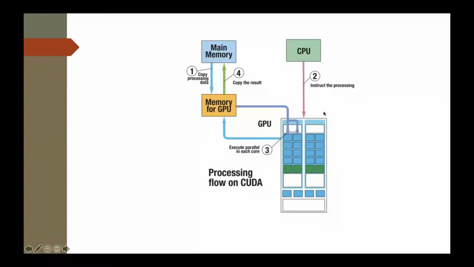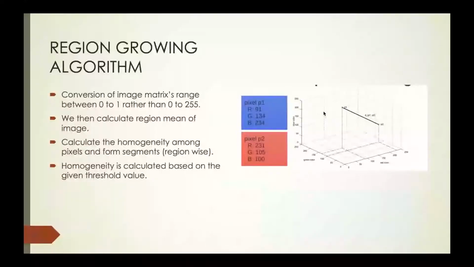Now we will go on with the region growing algorithm. This is one of the implementations of segmentation techniques of images. This is an iterative algorithm.